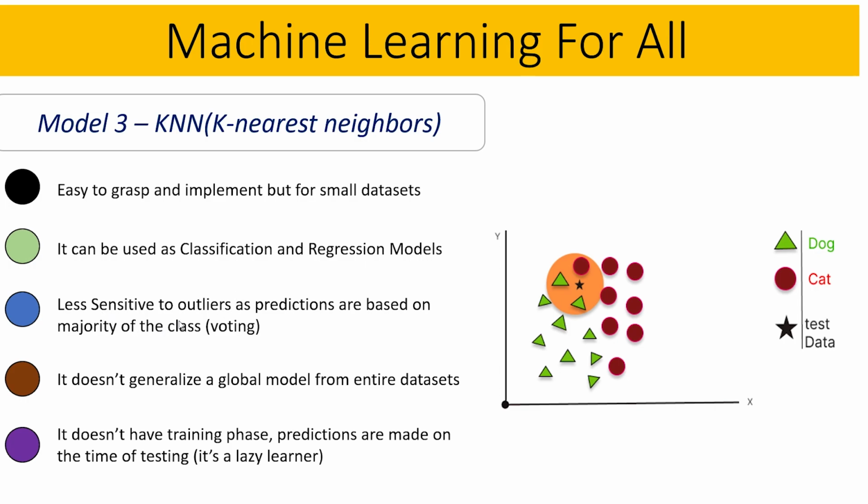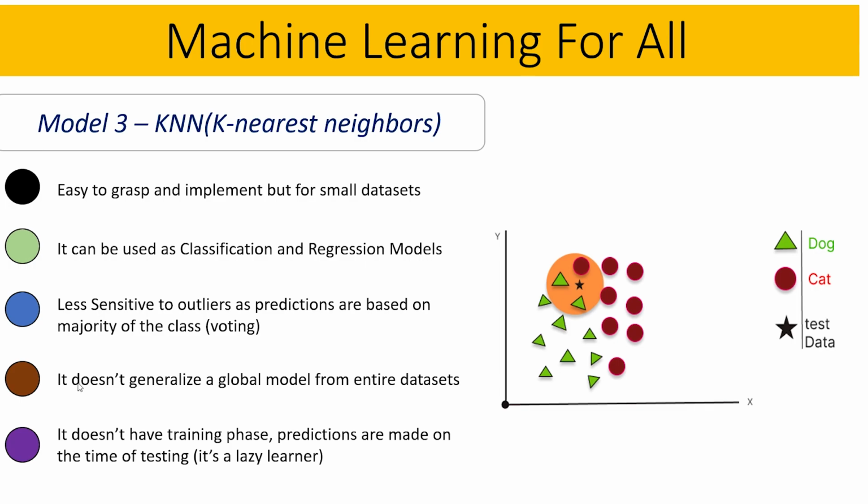And there is some really good news for KNN: it is less sensitive to outliers. Outliers are when one number is very high, suppose here, and these are called outliers. We will talk about them briefly later. Predictions are based on the majority of the class, which we know as voting, which I already talked about.